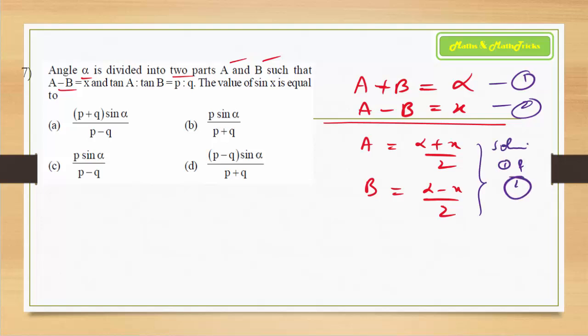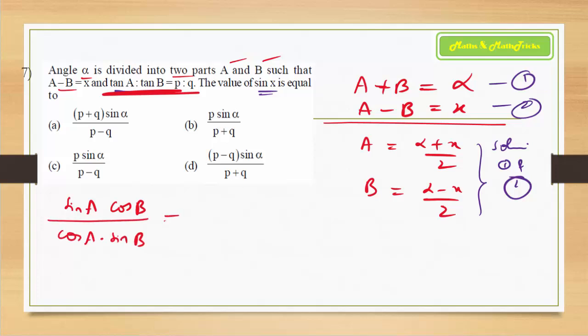Coming on to this A and B angle with the further given part, tan A by tan B is P by Q. If you know this, you are asked to determine sin X. But what does this ratio give to you? Tan A means sin A by cos A. So it is a ratio of two fractions, sin A by cos A, and the denominator sin B by cos B. So basically it becomes sin A cos B upon cos A sin B.